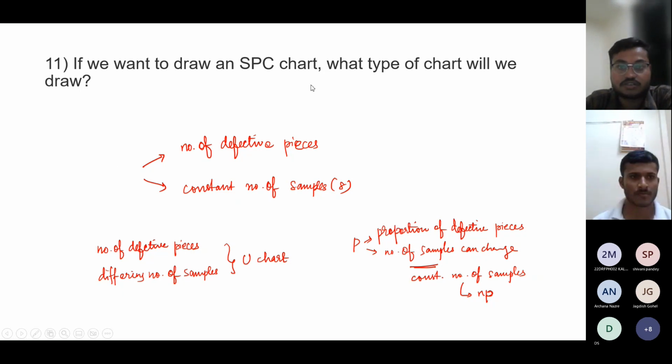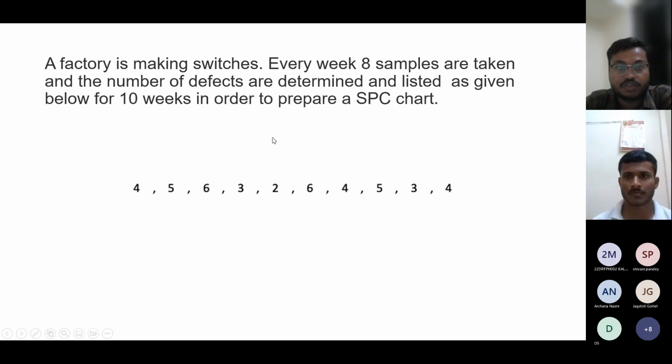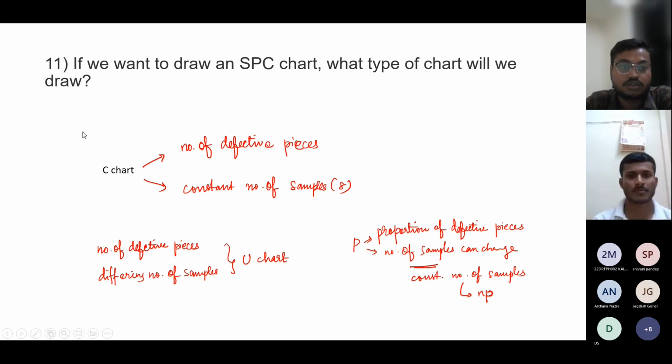Okay, so in this case, since we are having 8 samples every week and we are counting the number of defects, we can have a C chart. Is this clear?